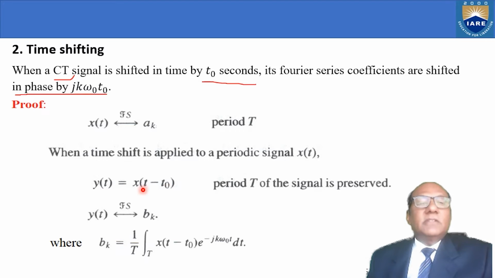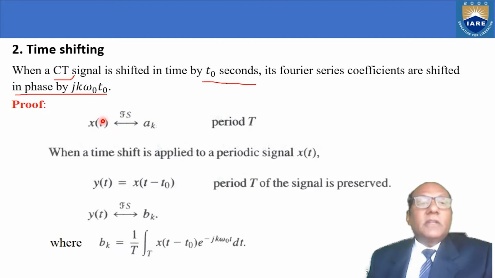This is the equation, and I am calling this shifted signal a new signal, that is y of t. Now consider y and consider the Fourier series coefficients of y. Let us assume that they are bk's. So y of t and bk's form the Fourier series pair, and here the given signal x of t and ak's form the Fourier series pair.